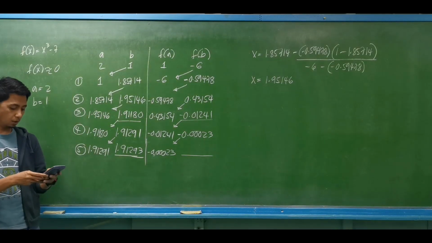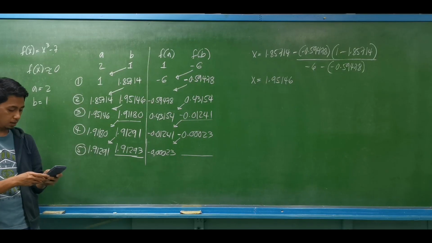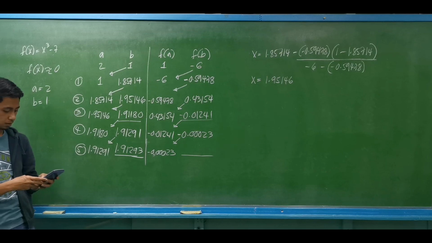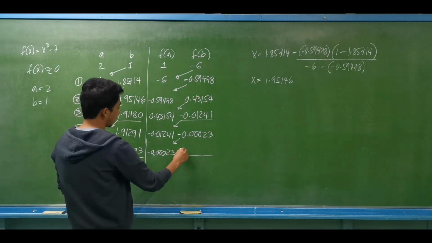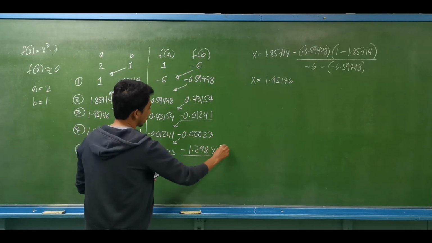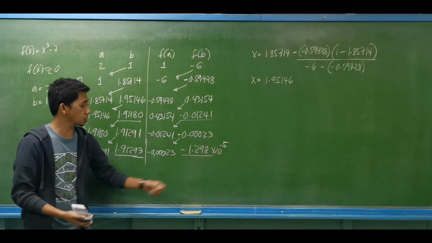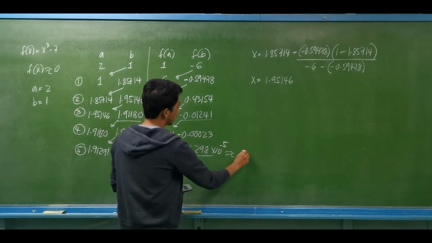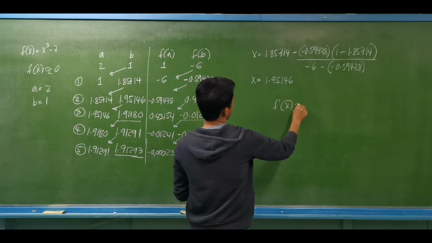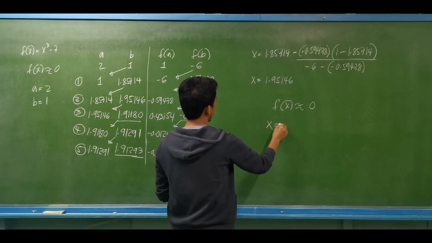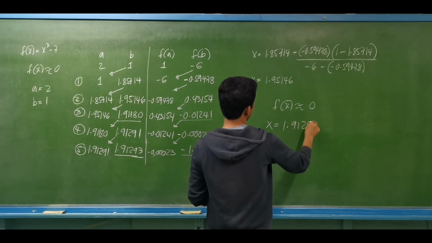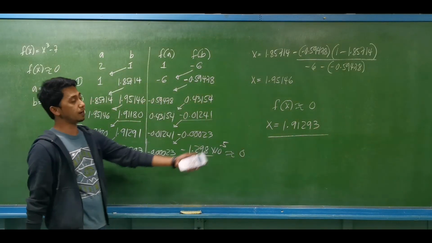What will be the next value of f of b? We are using this value, 1.91293 raised to 3 minus 7. So this is now negative 1.298 times 10 raised to negative 5. Since this value is now approximately equal to 0, a very small value, and again our goal is to have the function equal to 0, let's say our answer up to the fifth iteration is 1.91293. So this will be our example.